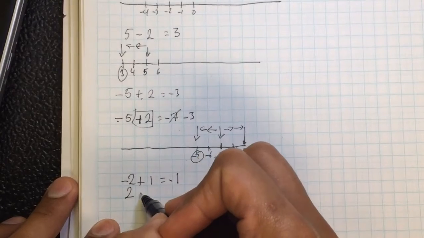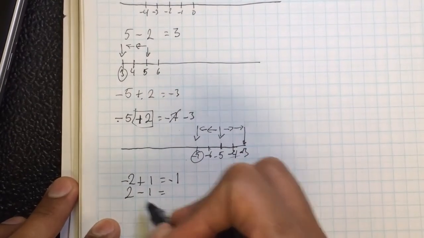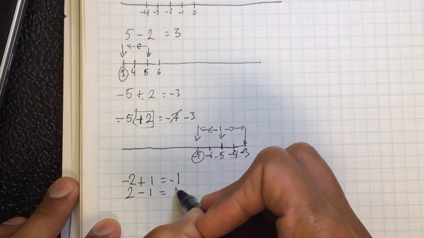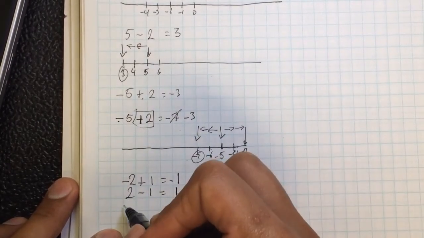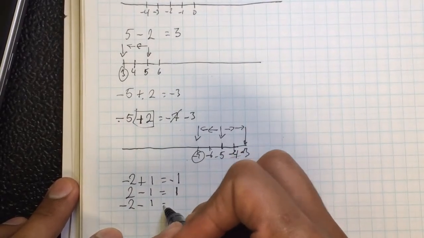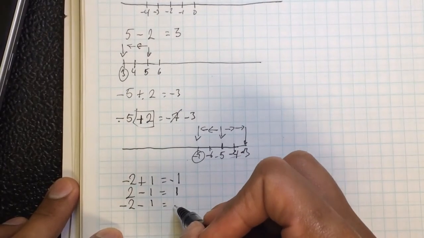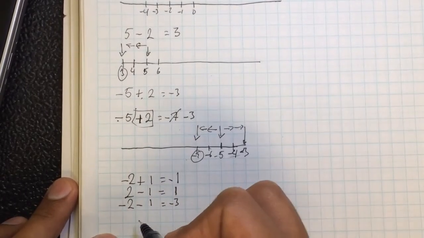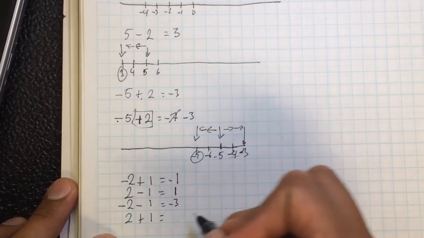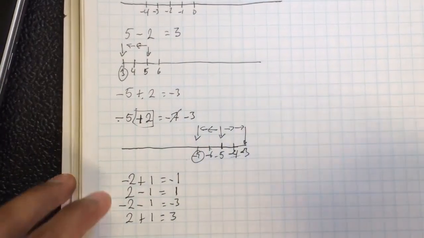So if it was 2 minus 1, you have $2 and you owe $1. How much money do you have? You have $1 left. So if you owe $2 and then you owe another $1, how much money do you owe? $3. And let's say you have $2 and then someone gave you another $1, how much money do you have? 3. You see how they work?